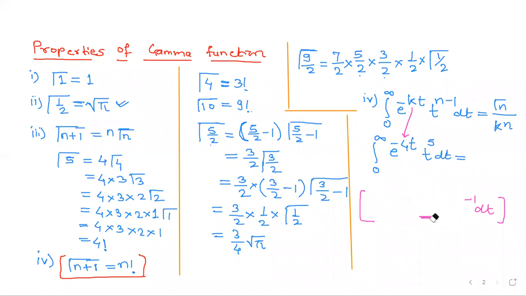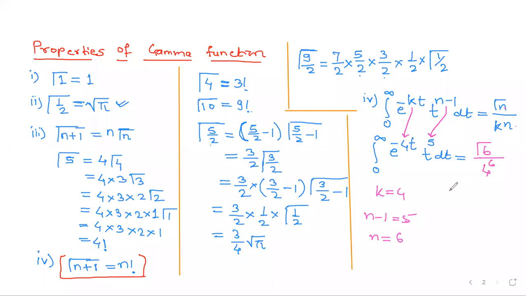And n is, this n minus 1 term is, n minus 1 is 5. So k is equal to 4. So n minus 1 power is equal to 5 power. So n is equal to 6. Just put this value here. Gamma n is gamma 6 upon k raised to n. k is 4, 4 raised to n, that is 6.